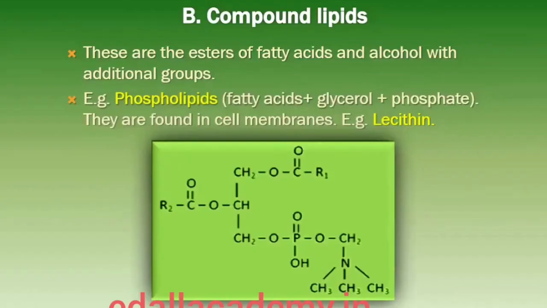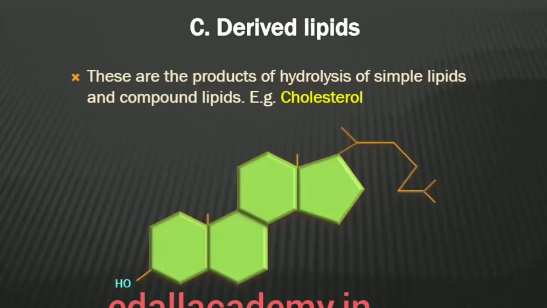It is followed by compound lipids. These are the esters of fatty acids and alcohol with additional groups. Example, phospholipids. It is composed of fatty acid, glycerol and phosphate group. They are found in the cell membrane. Here one of the examples is given for a compound lipid, that is lecithin. Compound lipids are followed by derived lipids. These are the products of hydrolysis of simple lipids and compound lipids. One of the examples is cholesterol.